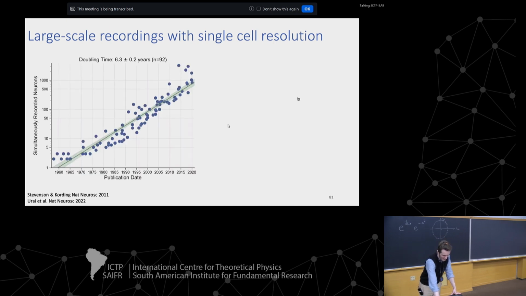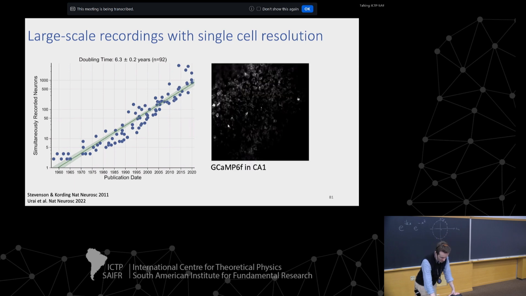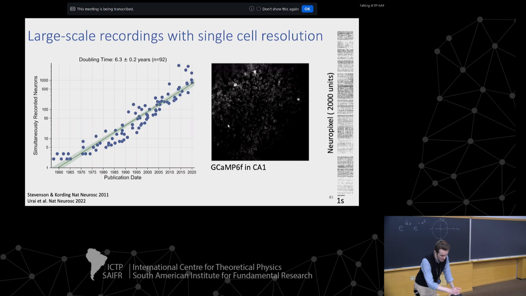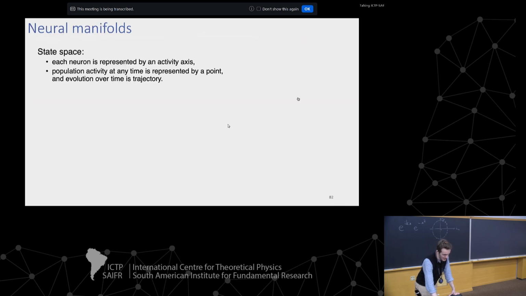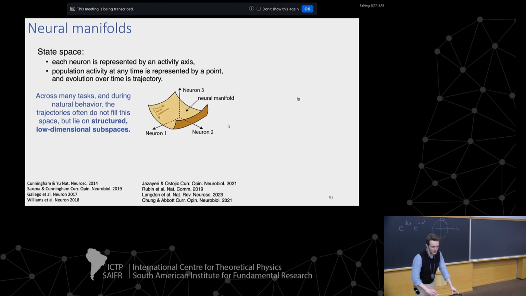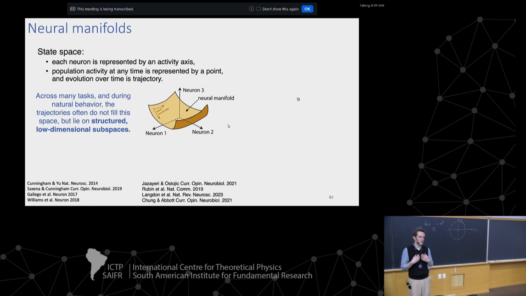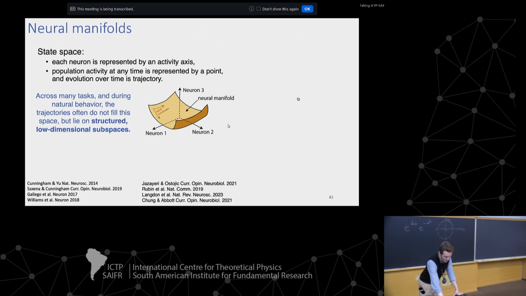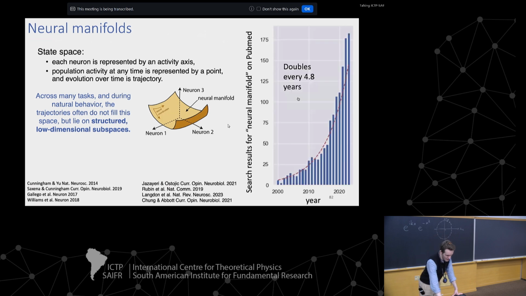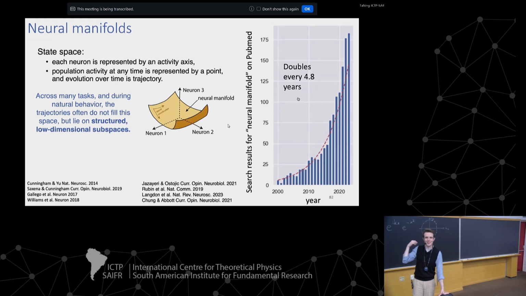If we look back over time, the number of simultaneously recorded neurons has grown exponentially for many, many years now. Here are examples from my own work, calcium imaging or Neuropixel probes. Even though we regularly record from many, many neurons, it has turned out that in the state space perspective, where neurons represent an axis and activity is a trajectory over time, over many behaviors, neural activity lies on structured low-dimensional subspaces. And these structured subspaces seem to reflect the tasks that the animals are executing. To me, this is a super exciting bridge to make it possible to develop effective theories of how the brain operates. If we really had to describe the activity of every single neuron, oh yeah, and more and more people are getting excited about neural manifolds.